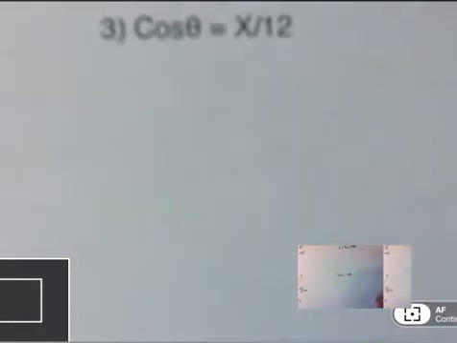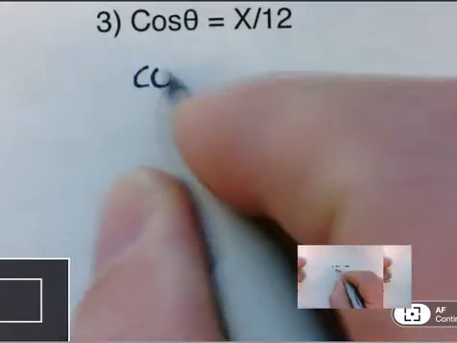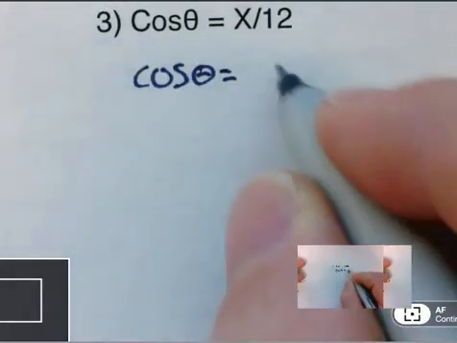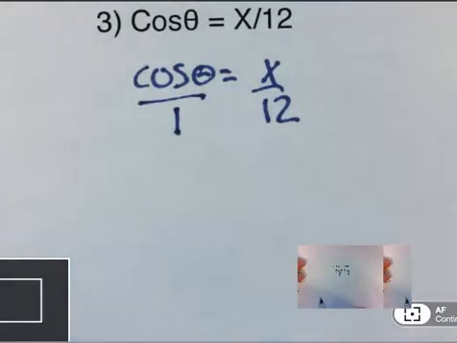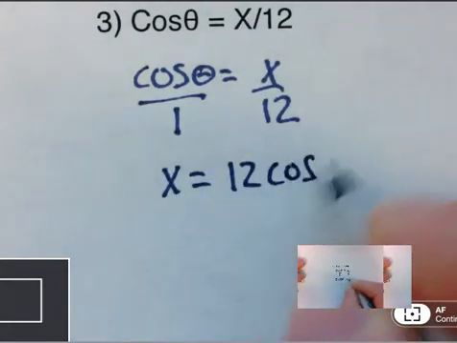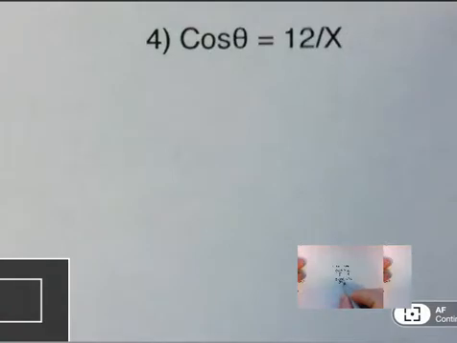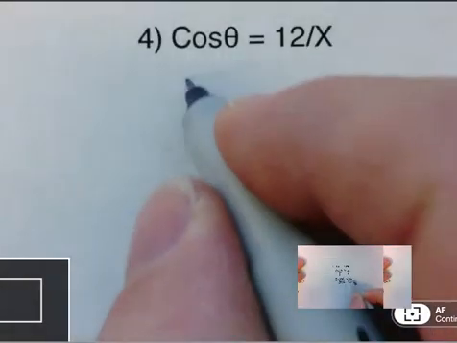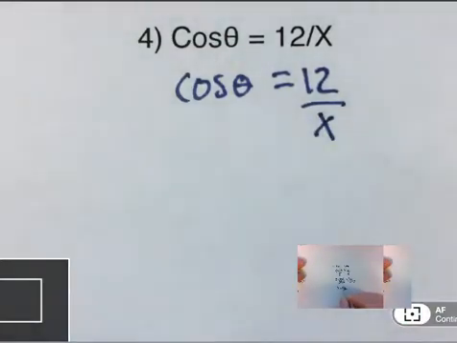Our fourth example, again, we'll start by rewriting it as a fraction. We'll put cosine over 1, and we'll cross multiply, and we get x cosine theta equals 12. Again, we have x and cosine theta. To get rid of the cosine theta, we divide both sides by cosine theta. Cosine thetas cancel, and we're left with x equals 12 over cosine theta.